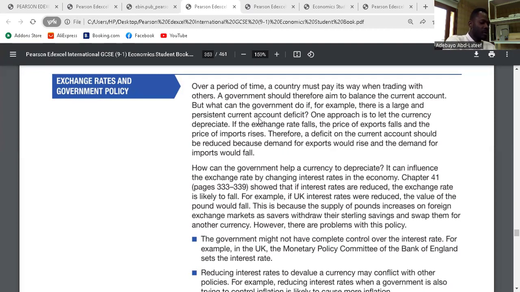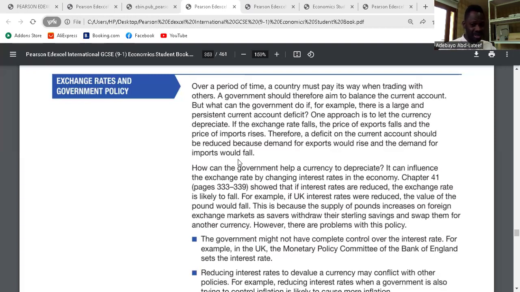So, the government wants to reduce the value of the exchange rate. For the government to be able to do that, it has to reduce the interest rates. Reducing the interest rate means people would not want to save more, rather they want to borrow. As a result, there will be more supply, more flow of the country's currency in the foreign exchange market, or the supply of the country's currency would increase. That will definitely reduce the value of the currency. So what are the problems with this policy?